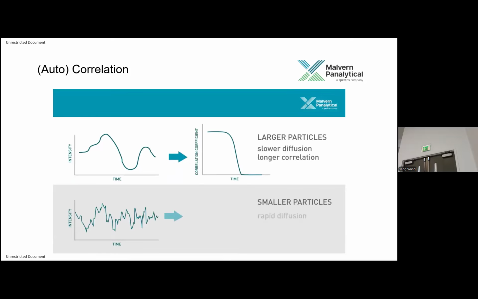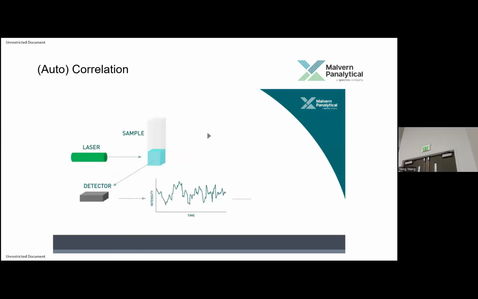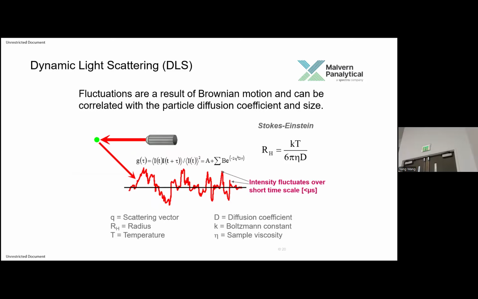We can use this to determine the character of particles. Larger particles move slower in Brownian motion, so they'll decorrelate slower. Smaller particles move around in Brownian motion quicker, so they'll decorrelate quicker. That's ultimately what we're doing: looking at the correlation coefficient over time. We ultimately get our diffusion coefficient, and that's the Stokes-Einstein equation that we use for dynamic light scattering, where we look at the hydrodynamic radius or diameter.